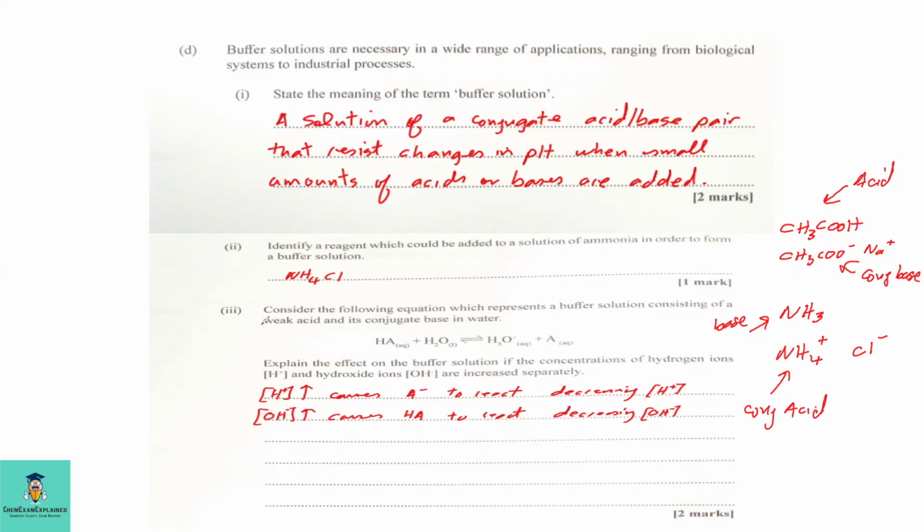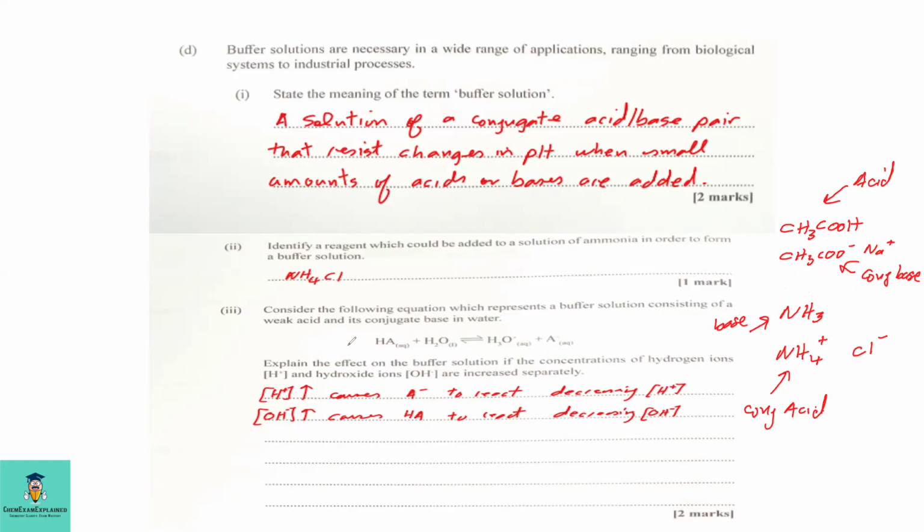Part 3, consider the following equation, which represents a buffer solution consisting of a weak acid and its conjugate base in water. So let's go again. Let me just remind you that notice that this is a weak acid. So a buffer solution is normally a weak acid and its conjugate base, or a weak base and its conjugate acid. Now, when you add acid or base to a buffer, something is going to happen.